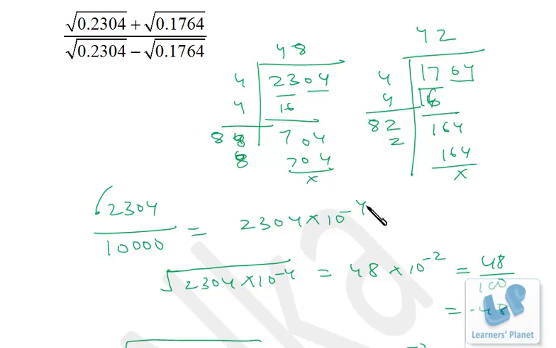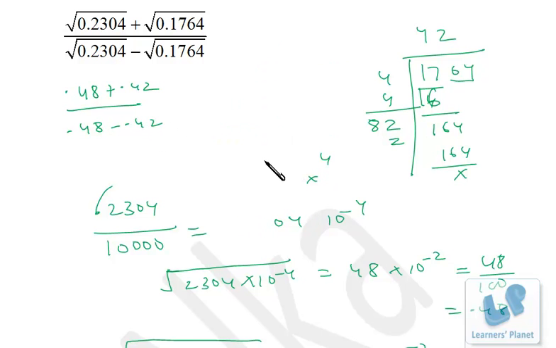Now you just have to put the values over here. It's 0.48 plus 0.42 upon 0.48 minus 0.42. Okay. So 0.48 plus 0.42 will be what? It's 0.90, and 0.48 minus 0.42 is 0.06. Remove the decimal, 90 by 6, that's 15.